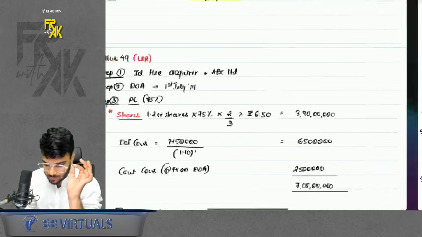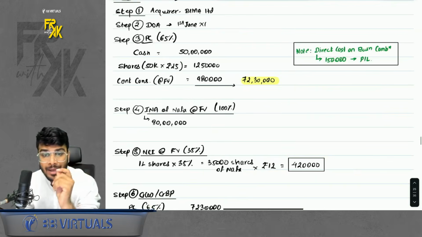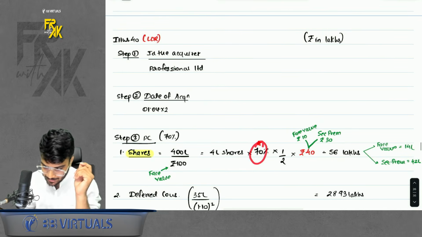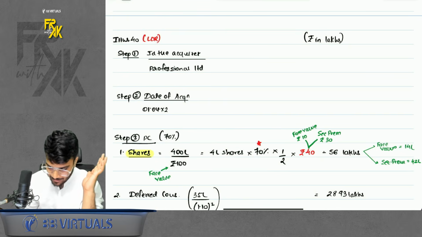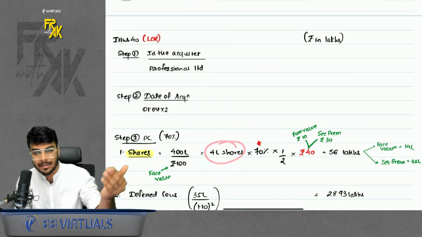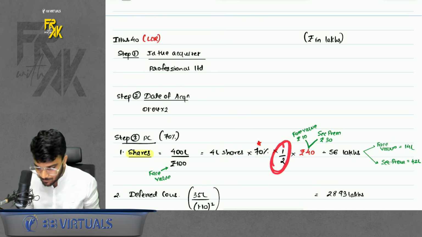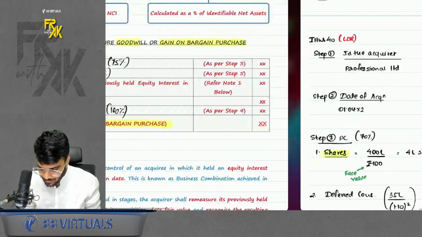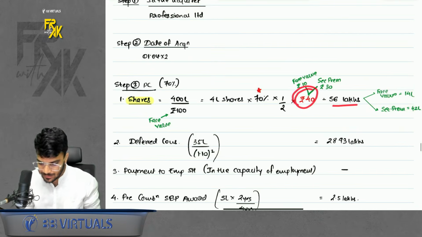So here also what will you do? First take the shares of Dynamic, only acquire 70% of it, and then multiply by the ratio of 1/2. So we will say Dynamic had 4 lakh shares. Dynamic is the selling company. The selling company had 4 lakh shares, out of which we got 70% in the ratio of 1/2, and the shares which we are giving have a fair value of 40. So we will again multiply by how much? Multiply by 40.